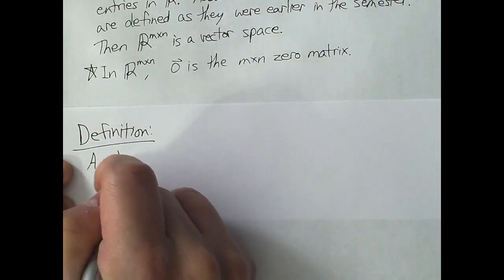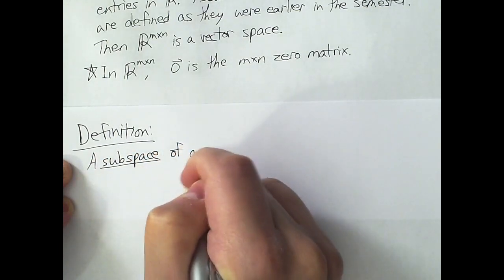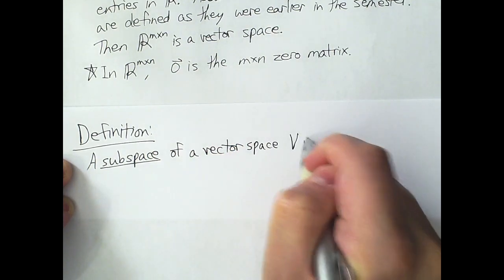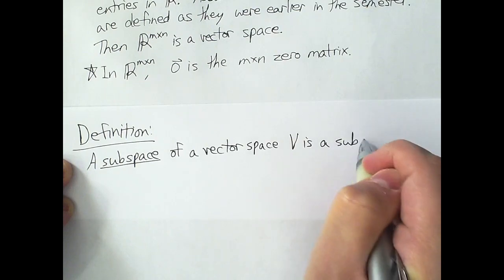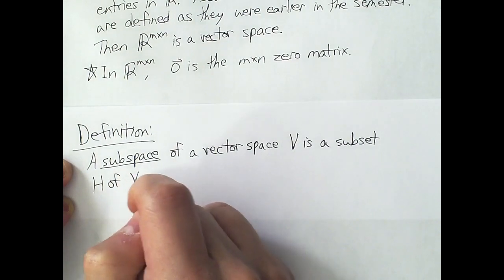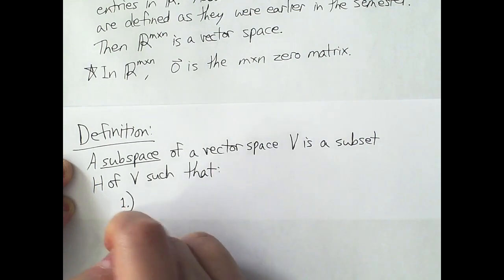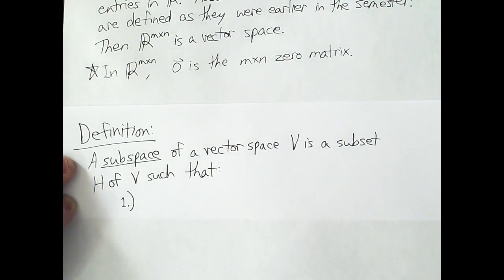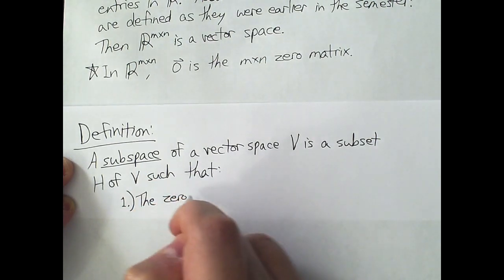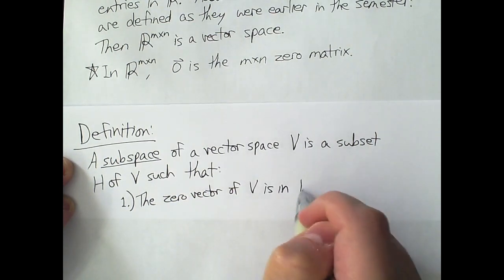Definition: a subspace of a vector space V is a subset H of V such that there are three requirements for being a subspace. Number one, the zero vector of V is in H.